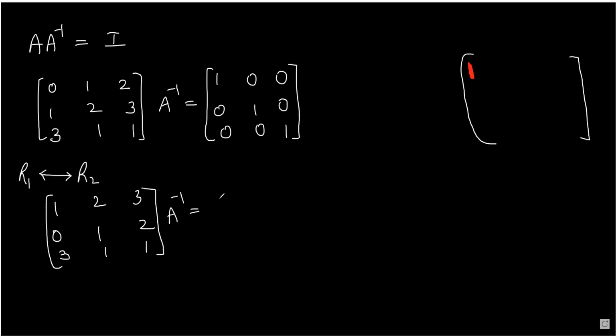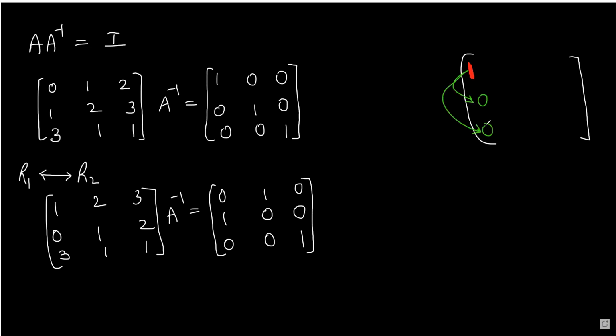A inverse equals to. Same here. 0, 1, 0. R1 and R2 interchange. 1, 0, 0. 0, 0, 1. Next. Now what I will do next is using this. See, after that, what is the next step? Using 1, get 0 and get 0. Get 0, get 0. Okay. So here I will go for 3. Using this one, I will get 0 and 0.